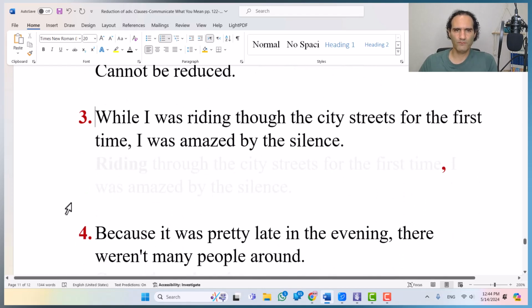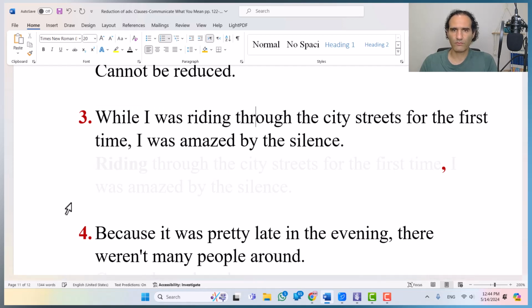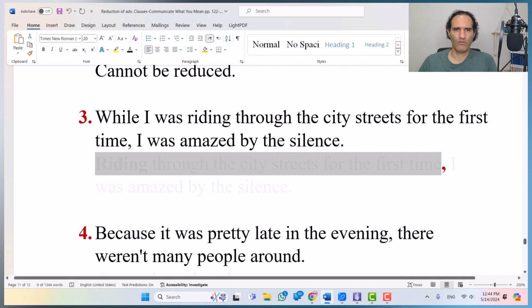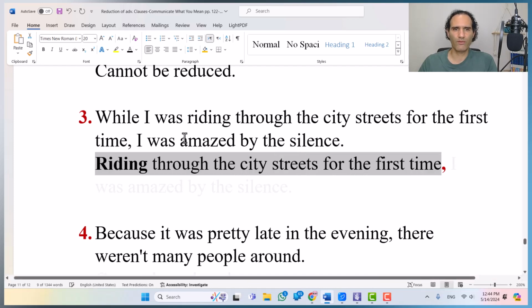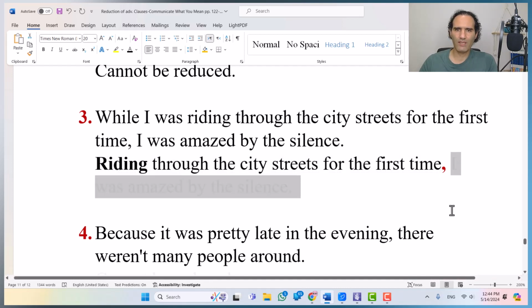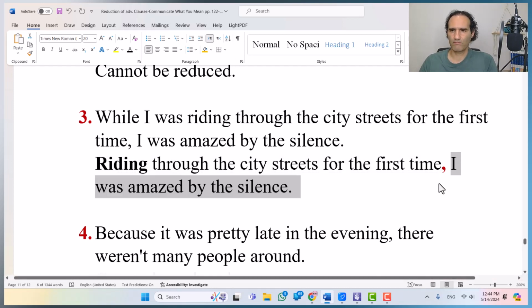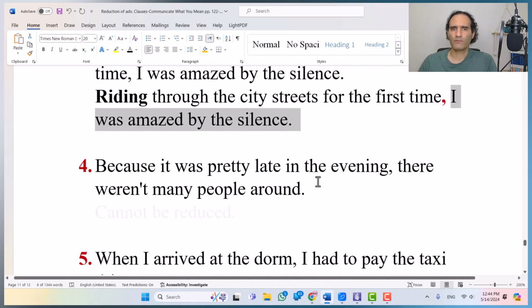Number 3, while I was riding through, it is through. While I was riding through the city streets for the first time, I was amazed by the silence. The subjects are the same. Okay, easily your answer will be, very good, riding through the city streets for the first time, I was amazed by the silence. Okay, comma, why? Because you start with a dependent clause.